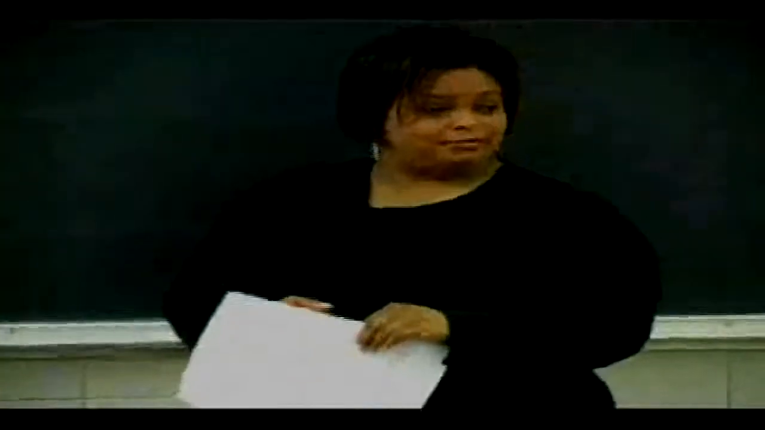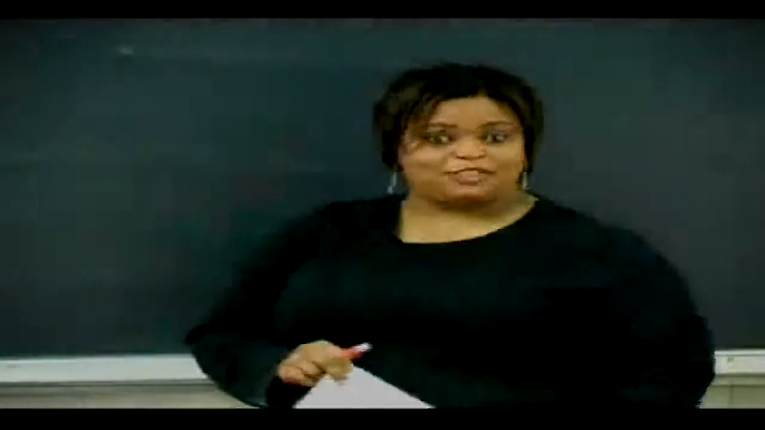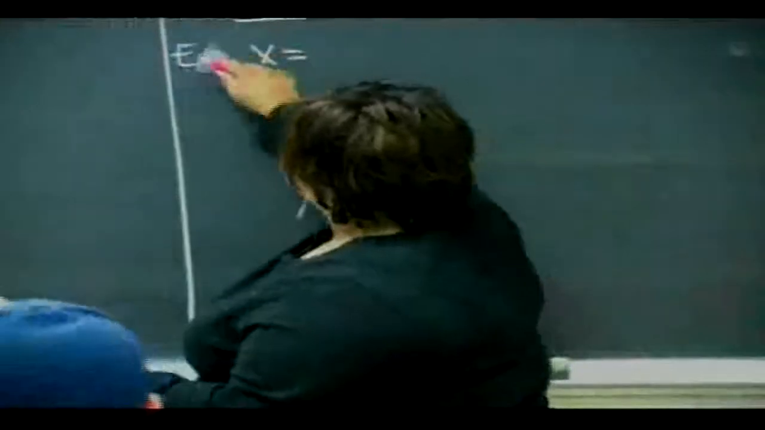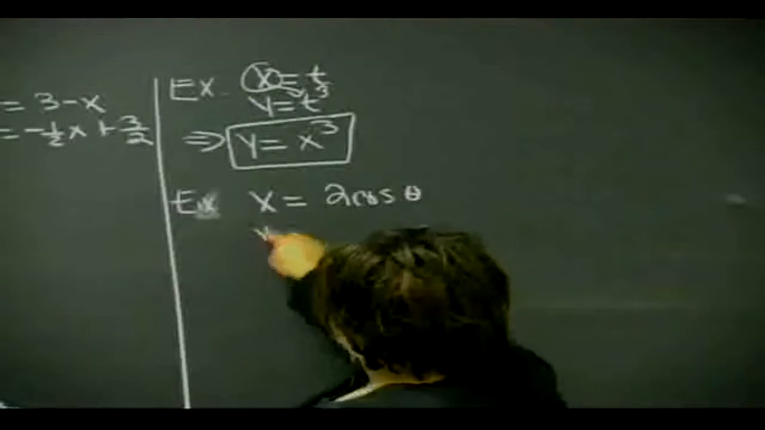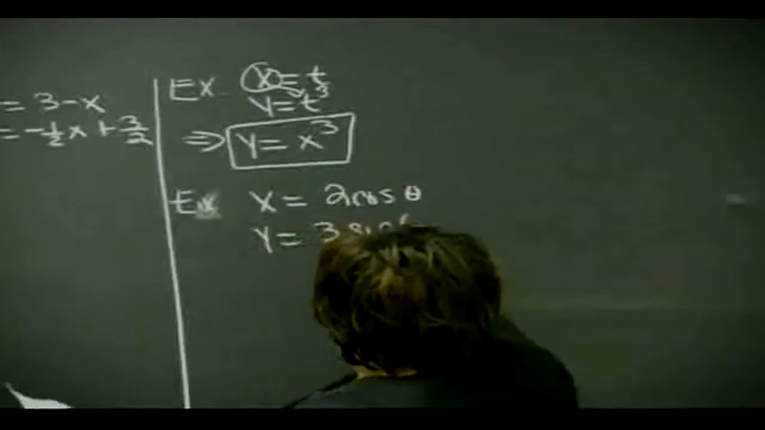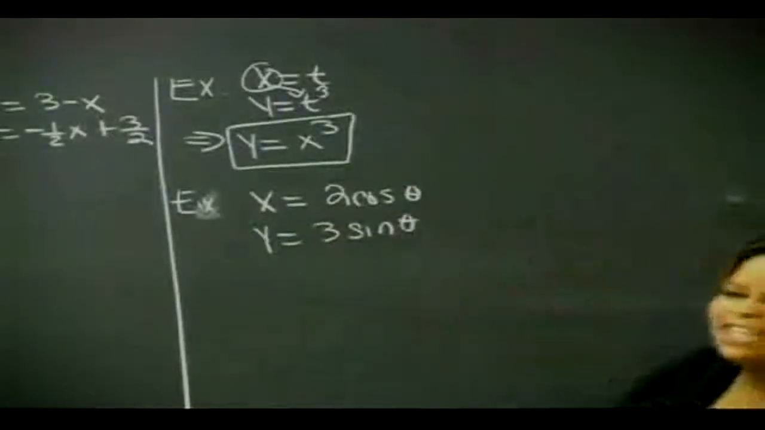Now, as I said before, we say the parameter t. We're now going to look at where we have a parameter of theta, and we have to think about some trigonometric identities to help us eliminate the parameter. Suppose we have x is 2 cosine theta and y is 3 sine theta. Now, we don't want to get into solving for theta, which would mean an inverse sine or an inverse cosine. What we want to do is get this to a form where I can possibly use a trigonometric identity.